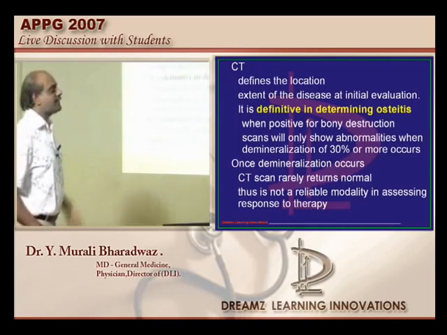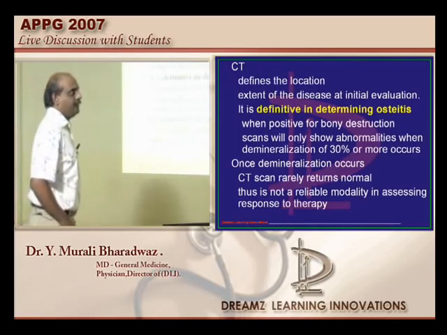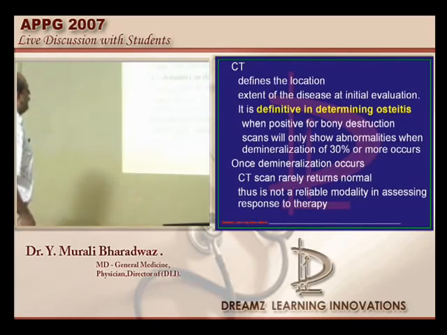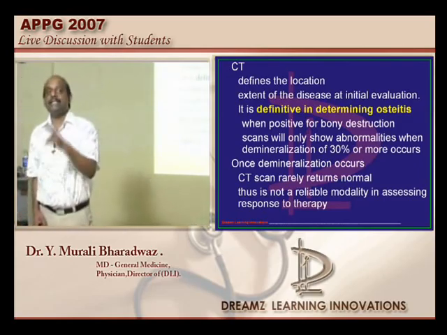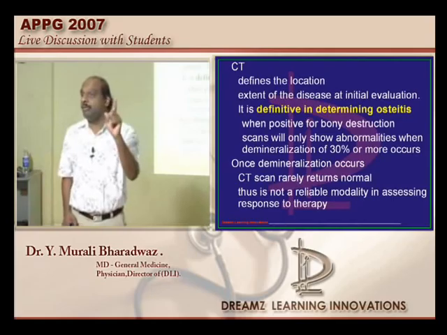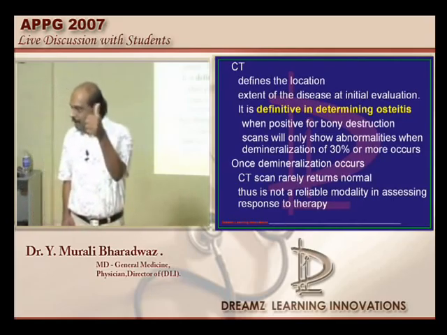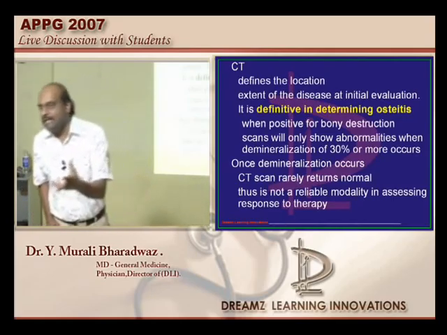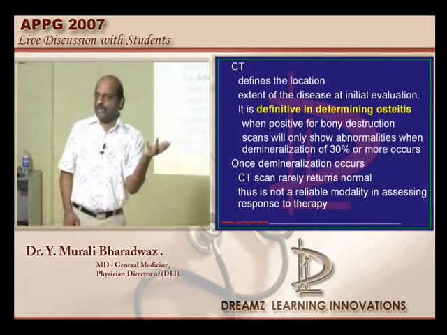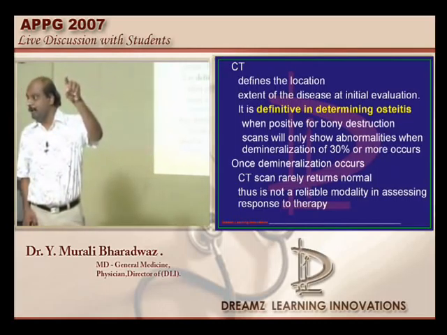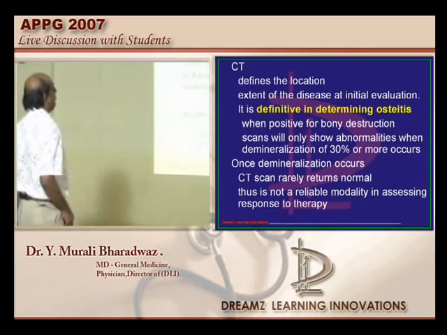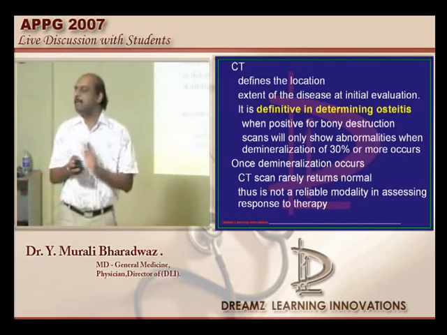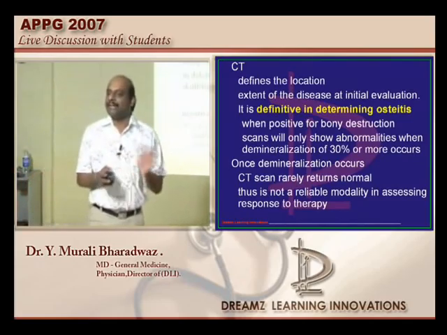CT scan for base of the skull osteomyelitis. It defines the location, it defines the extent of the lesion, and it is also useful for determining the osteitis. And one pitfall is, unless the osteomyelitis has led to demineralization of the bone by more than 30%, CT scan cannot detect it. So that is the fallacy in using the CT scan. You may miss the diagnosis of osteomyelitis unless it has led to degeneration and demineralization greater than 30%, is what needs to be remembered. So you can't wait until 30% is gone and then only start the antibiotic treatment.